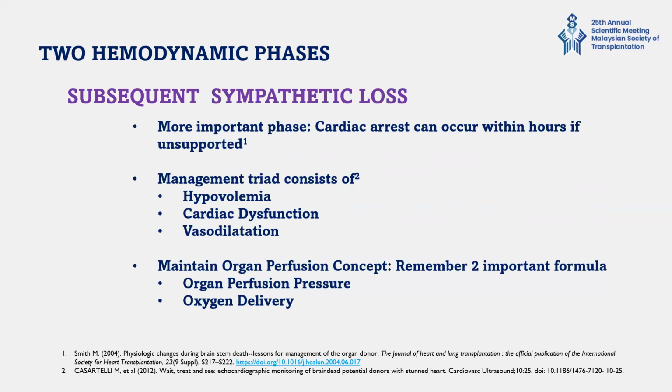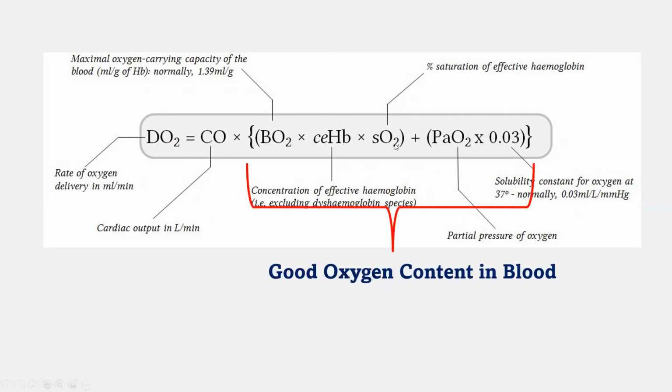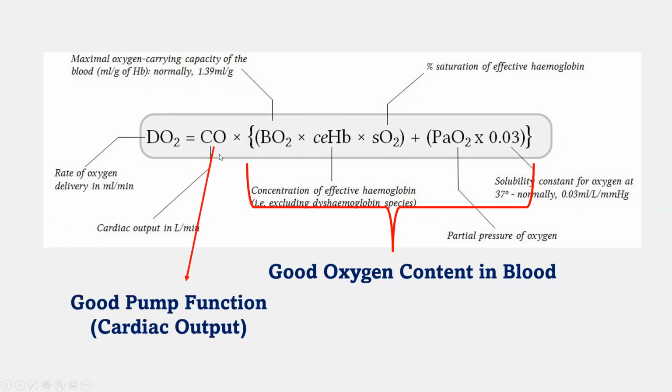Regarding the maintenance of organ perfusion, you need to remember two important formulas: organ perfusion pressure and oxygen delivery. As you can see here, this is the DO2 formula, the global oxygen delivery formula. One part of the equation shows the oxygen content in the blood, which comprises the level of hemoglobin, the saturation of the hemoglobin, and the partial pressure of oxygen in the arterial blood. On the other side of this formula is cardiac output, good pump function.